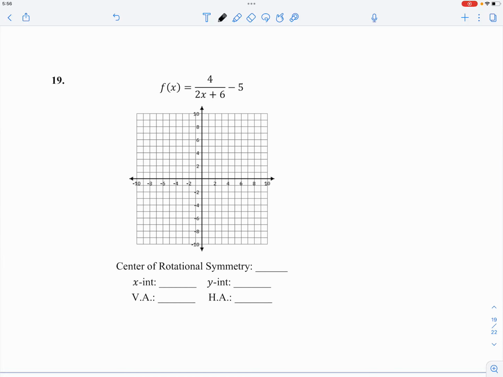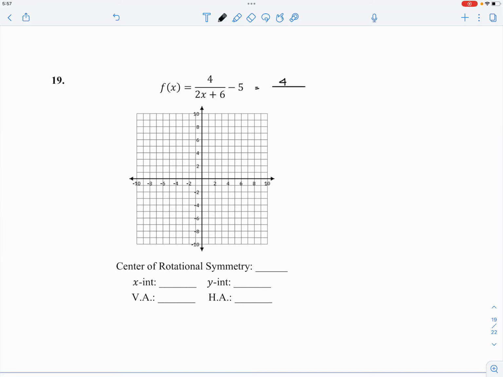All right. For this, this is a reciprocal function. Now, let me first talk about the difference between a reciprocal function and a rational function. A rational function would have an x in the numerator, while the reciprocal function would have no x in the numerator. Okay, so this is how I know it's a reciprocal function.